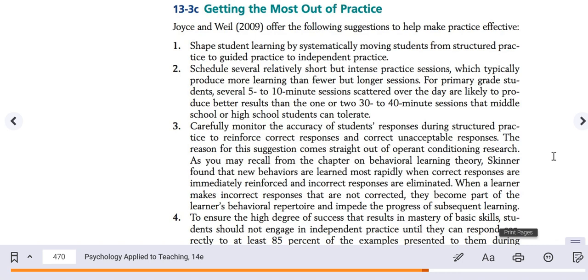As you may recall from the chapter on behavioral learning theory, Skinner found that new behaviors are learned most rapidly when correct responses are immediately reinforced and incorrect responses are eliminated. When a learner makes incorrect responses that are not corrected, they become part of the learner's behavioral repertoire and impede the progress of subsequent learning.